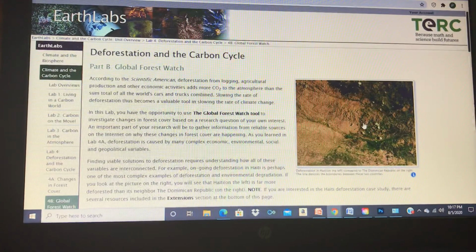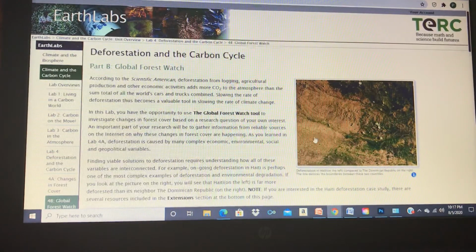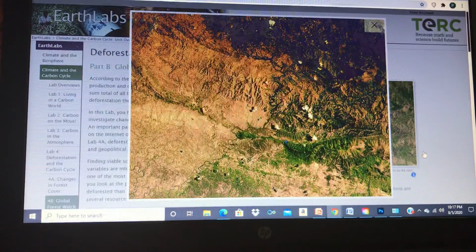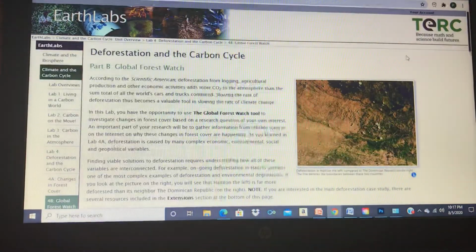So here you can see Haiti is on the left and the Dominican Republic is on the right. The line is where the boundary is between the two countries. So just look at that. Look at the difference. You can definitely see where more deforestation has happened. All right, so we're going to go ahead and close that out.